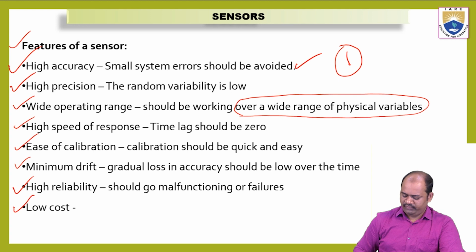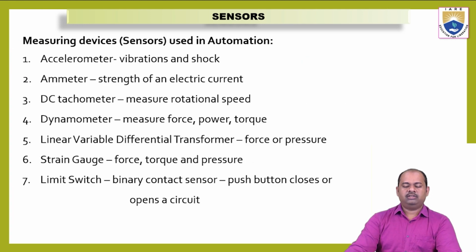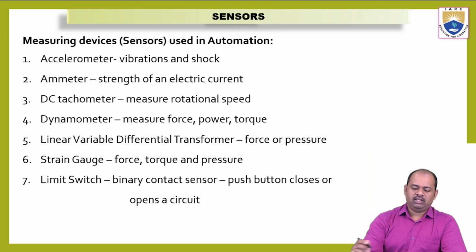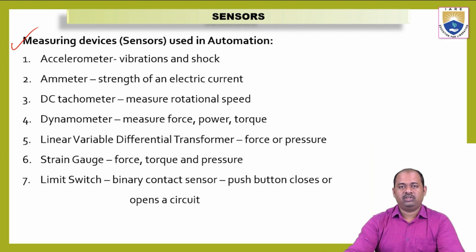Okay, we have different types of sensors. We'll see some of them here. So here are some of the measuring devices which are also called sensors. These are the sensors used in automation. Now we'll see, first one is accelerometer.